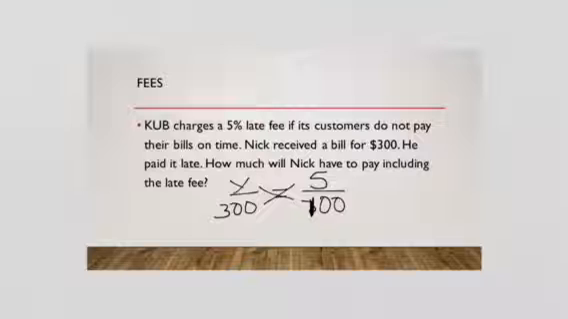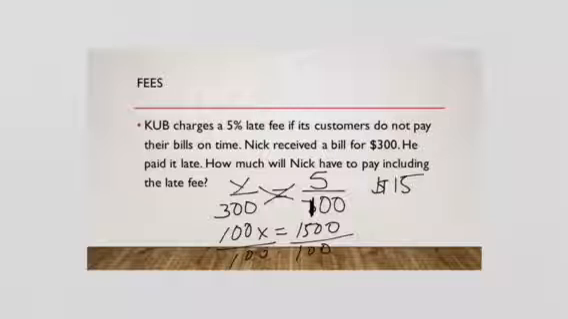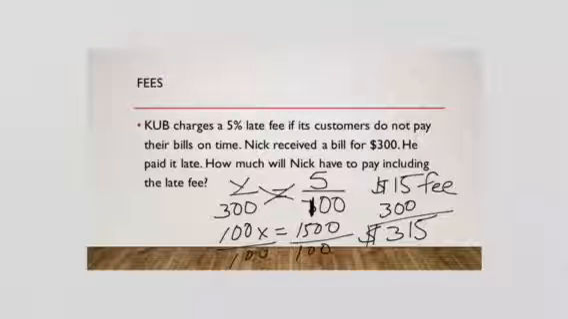So we'll do our cross multiplication and get 100x equals 1,500. Divide by 100. So Nick will owe a $15 fee. Is that his total bill? No, we have to add the 300. So now Nick owes $315. Need to pay that bill on time, or else you have to pay a little extra.